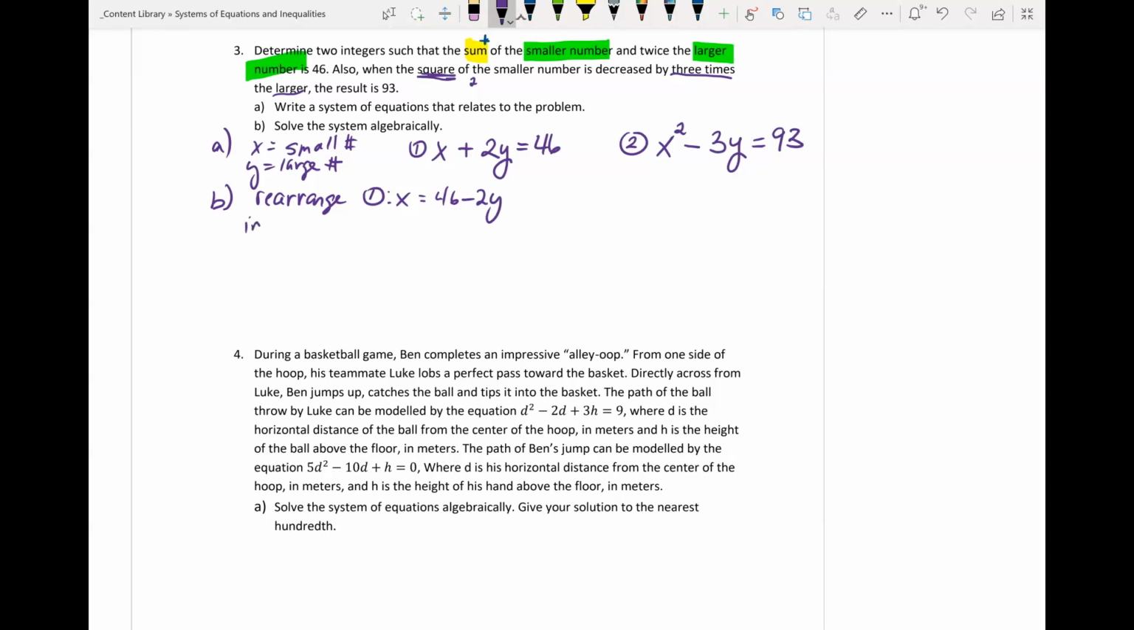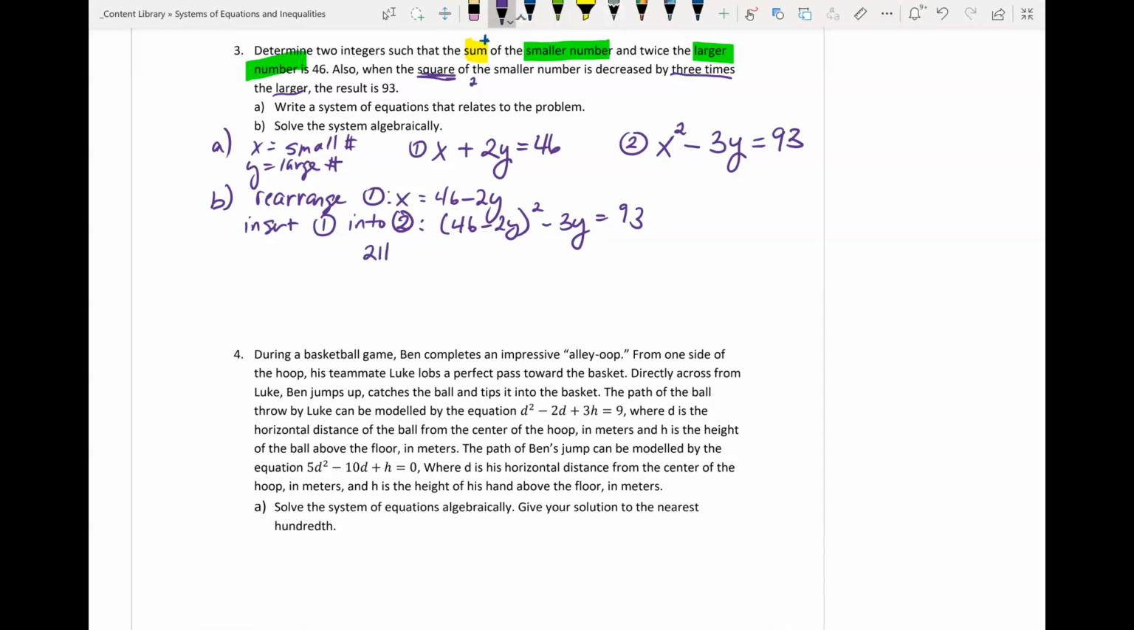Now I'm going to insert the one we just found in 1 into the second equation. So we have x squared, and we replace x with 46 minus 2y, all squared, minus 3y is equal to 93. Now I'm going to rearrange this a bit. We're going to have to square 46 minus 2y. In other words, this is 46 minus 2y times 46 minus 2y.